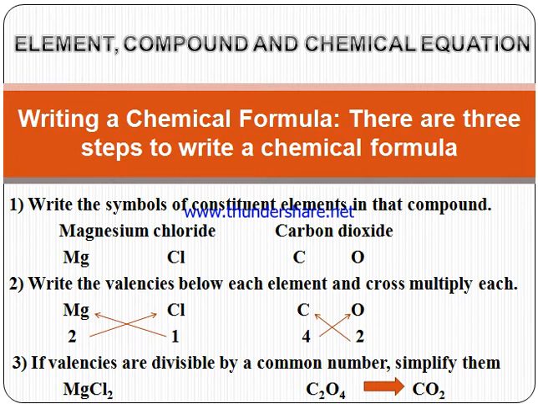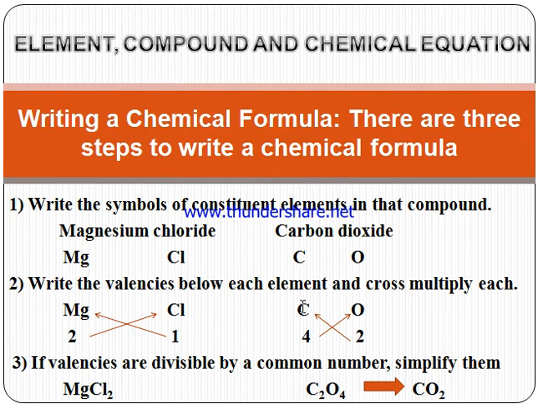Next we are going to prepare the formula. There are 3 steps to write a formula, known as the cross multiplication rule. Write the symbols of constituent elements in that compound. For example, magnesium chloride, we want to write the formula of magnesium chloride, so write magnesium and chlorine. Similarly, one more example, carbon dioxide, that is carbon and oxygen.